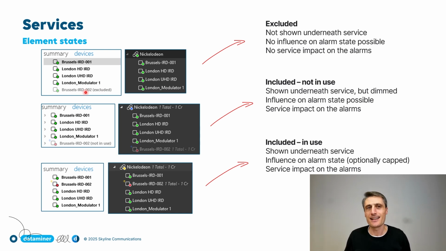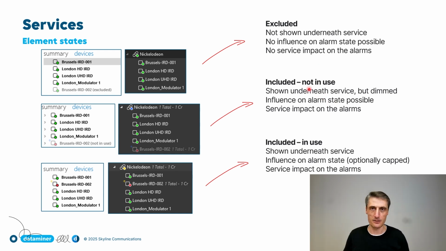But if I say, yeah, but my Brussels IRD, it's like my backup device. And if this one would fail, it's not good because my backup is no longer there to take over if something would go wrong with my main. So I kind of want to see that if something goes wrong with my backup, it has a little bit of influence on my service, that basically the redundancy or the backup is no longer there. If you just completely exclude it, that's not possible because the backup is no longer in the picture. So if you want to keep the backup a little bit in the picture, therefore you can go for that not in use state instead.